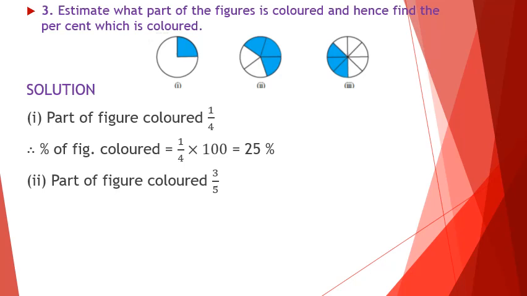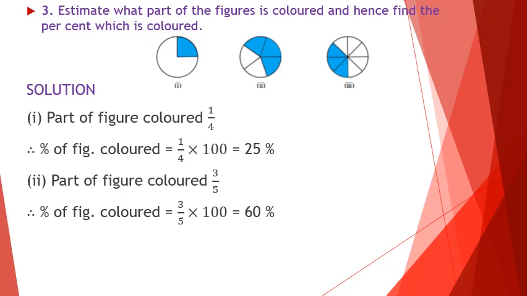Now find out the percentage of figure colored. Yes, 3 by 5 multiplied by 100. 5 and 100 can be cancelled. You will get 20. So the numerator becomes 3 into 20 equal to 60 percentage. 60 percentage of the figure is colored.